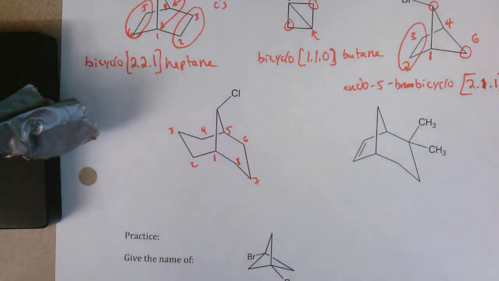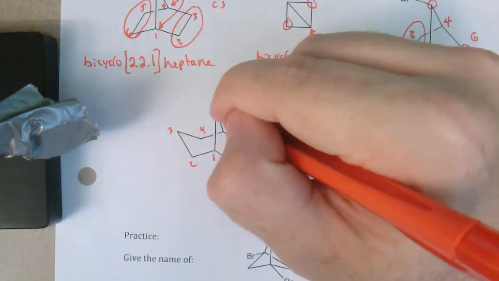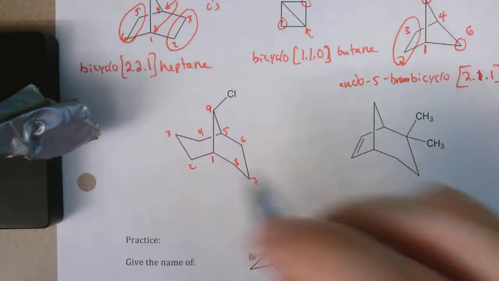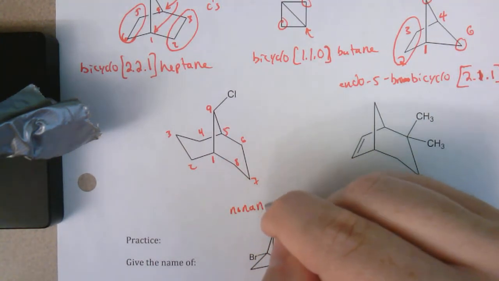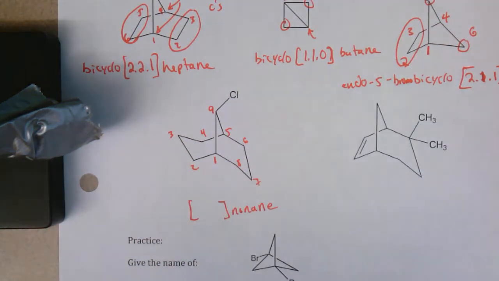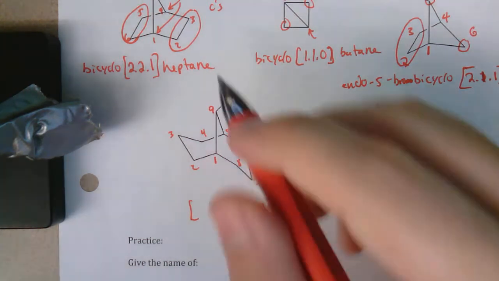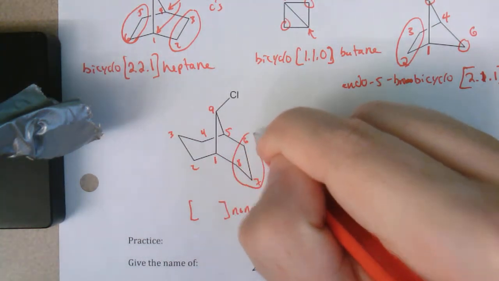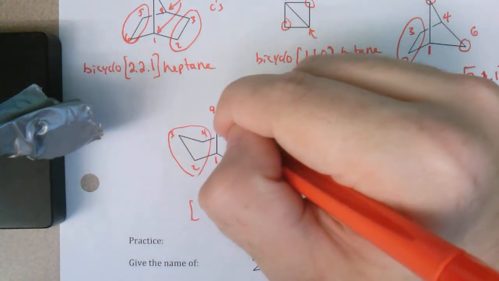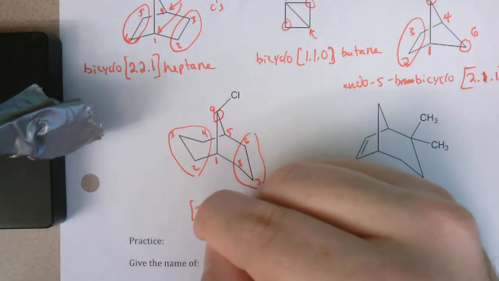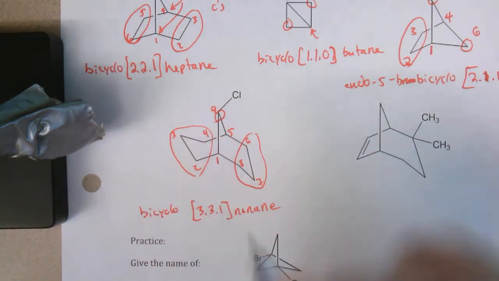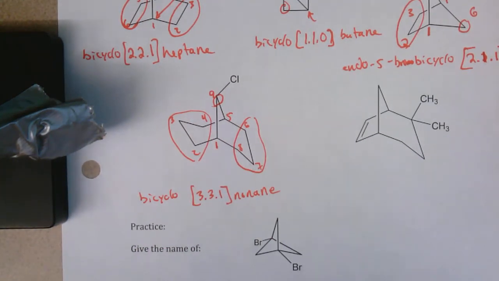Okay, so I numbered around my longest bridges first, then I skip to my remaining bridge and call that carbon 9. Okay, so 9 carbons total. That means this is going to be something nonane. It's bicyclo, so remember in the brackets I need to say what the sizes of all the bridges are. This is a 3-carbon bridge here, a 3-carbon bridge on this side, and then just a 1-carbon bridge at the top. So I would call that 3, 3, 1. Then I put the prefix bicyclo because I have these two ring systems together.